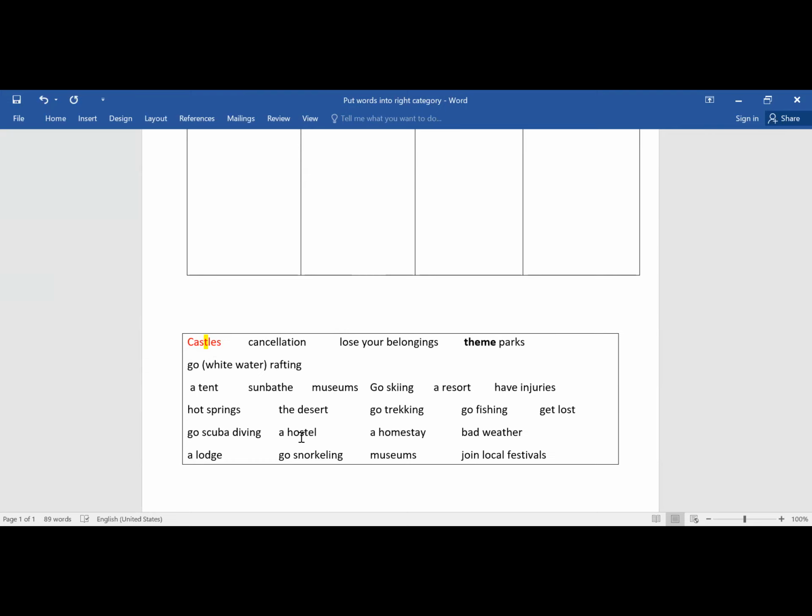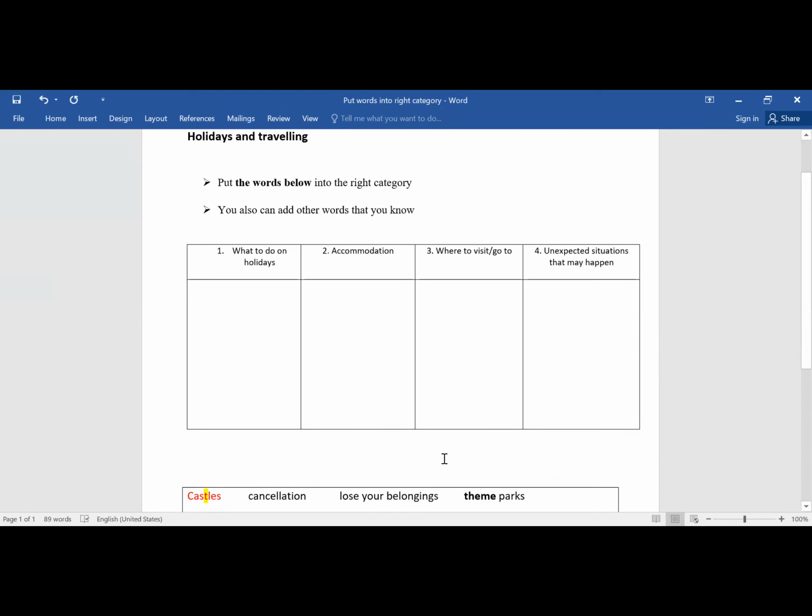Castle. Castle. Yes, exactly, castle. And then where should I put the word castle? Where? Which number? Number 3. Number 3, right? We don't rent, or not many people choose to stay in a castle on their holiday. So it makes better sense to put the word castles in column number 3, all right, everybody?